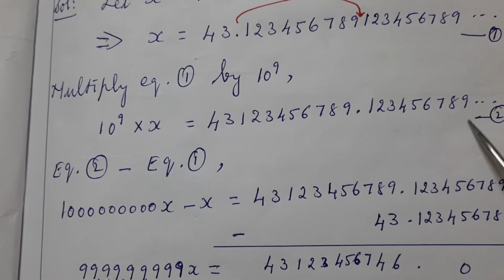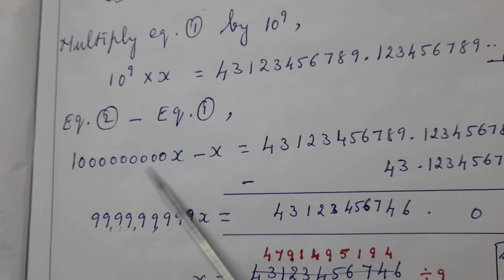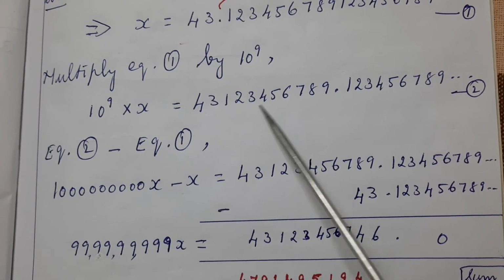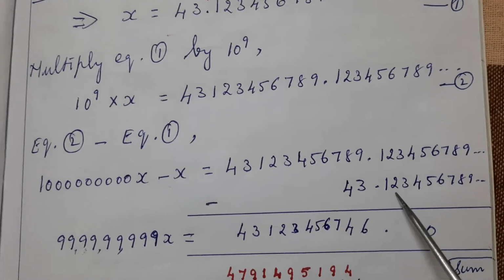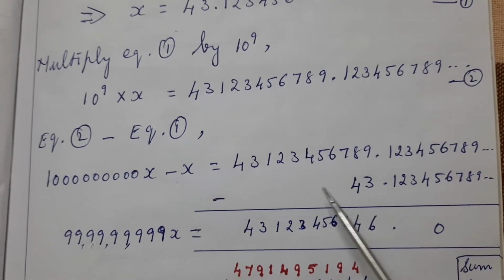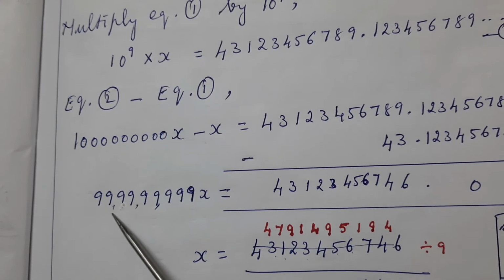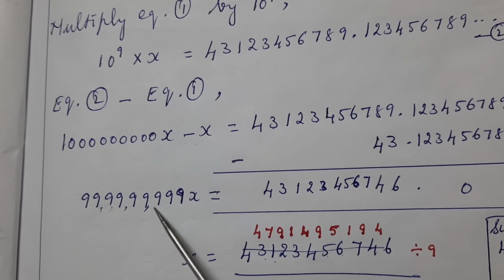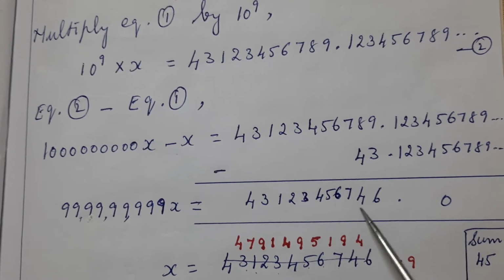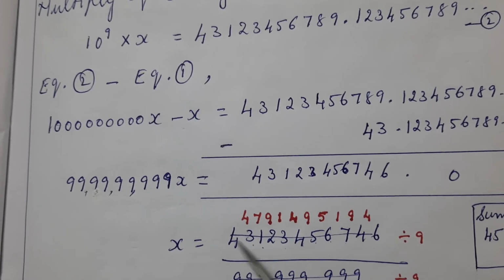Now subtract the first equation from the second equation. So 10 power 9, I have expanded and written the 9 zeros, into x minus x is equal to this whole thing minus this. You should write properly, in the ones, tens, hundreds places. So when I subtract, I am getting 99 crore, 99 lakhs, 99,999x, that is equal to 43123456746. Now x is equal to this whole thing by this.